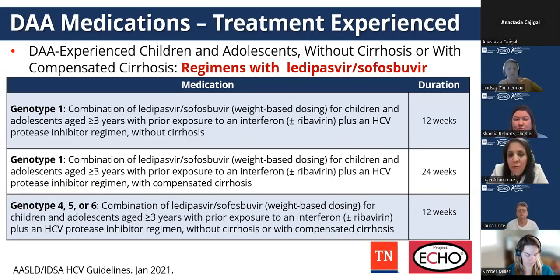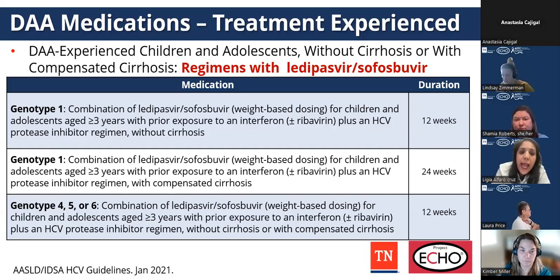Now we go forward, and these are the regimens with sofosbuvir. As you can see here, these are the cases when they have been exposed to either an interferon plus an HCV protease inhibitor regimen. They talked about without cirrhosis and with compensated cirrhosis. So as you can see the difference, especially when we're talking about genotype 1. And again, this is when genotype matters, right? In our area, the most common one we tend to see is genotype 1.